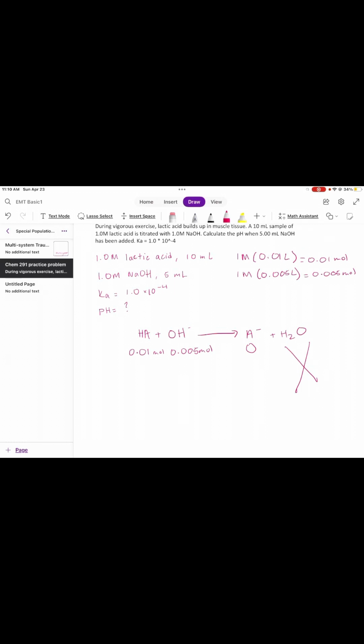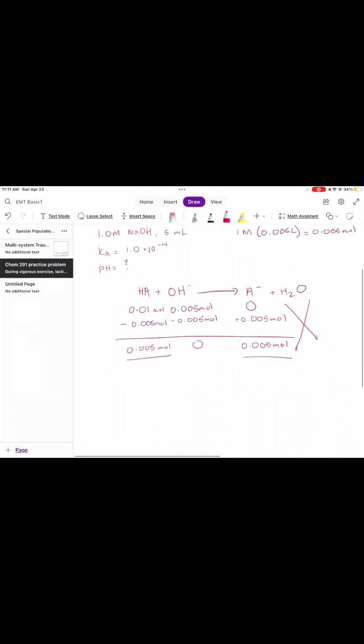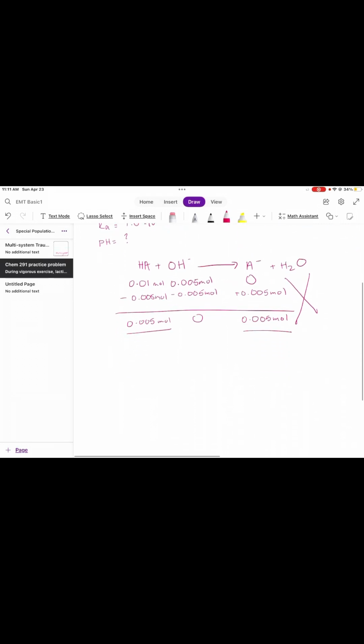So now we have to subtract, and we will subtract by 0.005 moles for OH minus because that is the limiting reagent, and this will go to completion. And we'll add by that much on the conjugate base side. So we're left with 0 of the OH minus and 0.005 moles of both the acid and the conjugate base. So when we look at these equal amounts, we can automatically think that, okay, we're at the midpoint because our acid and conjugate base amounts are equal.